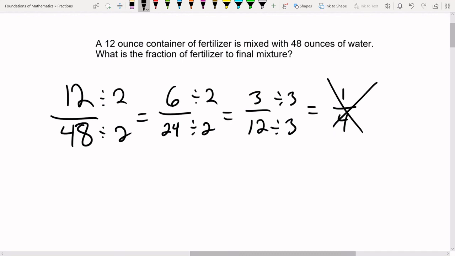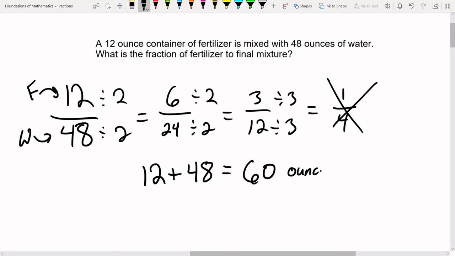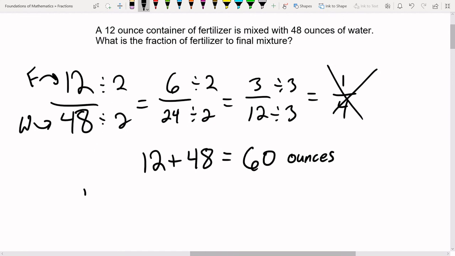That's because the question asks, what is the fraction of fertilizer, which 12 ounces was how much fertilizer was added, to final mixture? What we found here was fertilizer to water, but that's not what the final mixture is. The final mixture is a combination of fertilizer and water. So how much mixture is there when we combine these two quantities together? Well, that would be 12 plus 48, which is 60 ounces. 60 ounces is the amount of mixture that we have. Now, to figure out how much fertilizer is to the final mixture, we take 12 divided by 60. 12 ounces of fertilizer to 60 ounces of the final mixture.